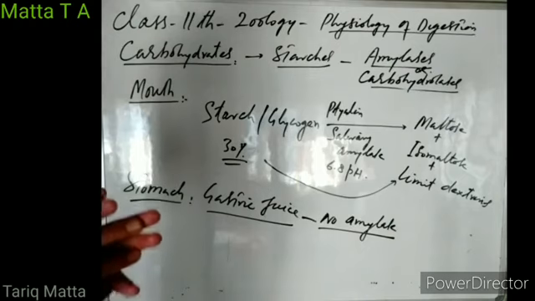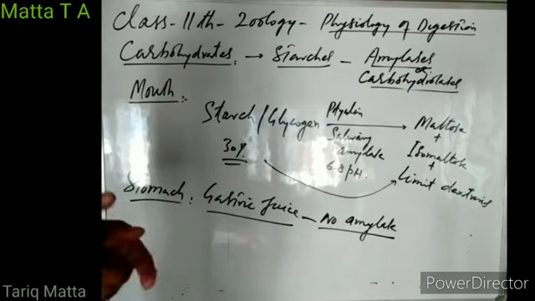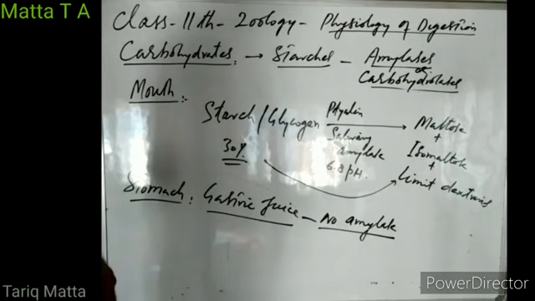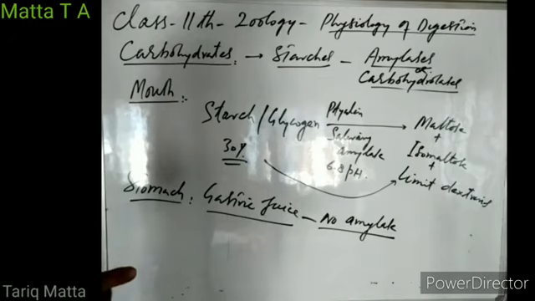So stomach secretes gastric juice. In that gastric juice, there is no amylase present. So gastric juice doesn't help us directly in the digestion of starches or carbohydrates, right? But still gastric juice helps us in a different way. How? Gastric juice contains HCl, and this HCl softens the plant materials.